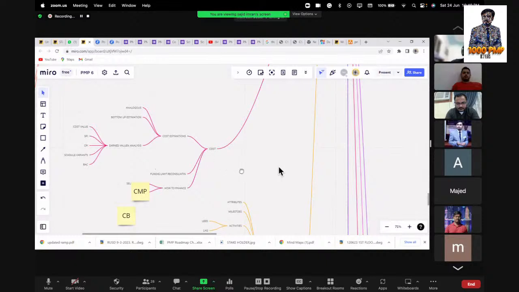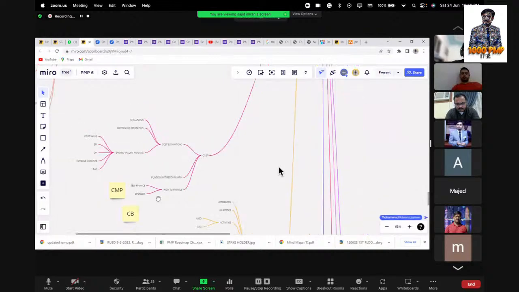You can also calculate budget at completion. So there are different branches that you can see against earned value analysis. Then under cost, you also have a concept of funding limit reconciliation, and you also decide how you are going to finance your project. Is this going to be self-finance, or is there a sponsor who is going to finance your project? So once your cost aspect of the project is completed, Sajid, can you go up?